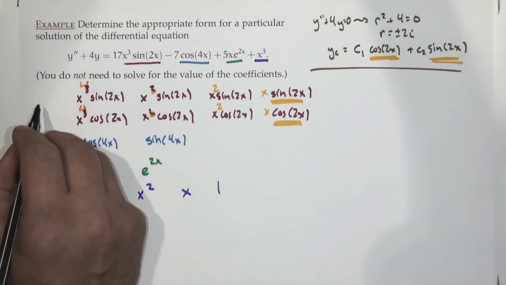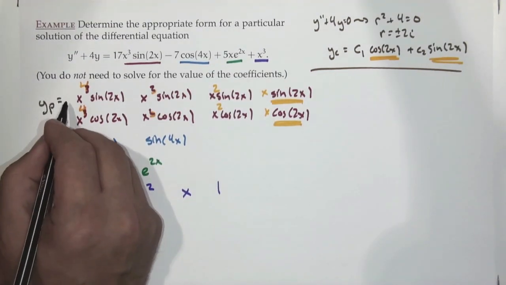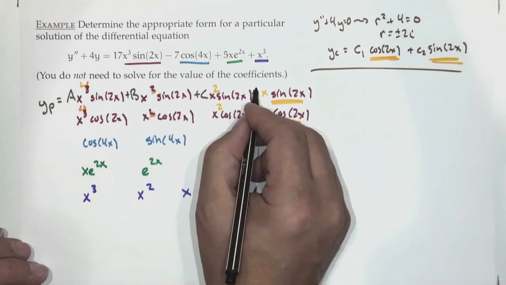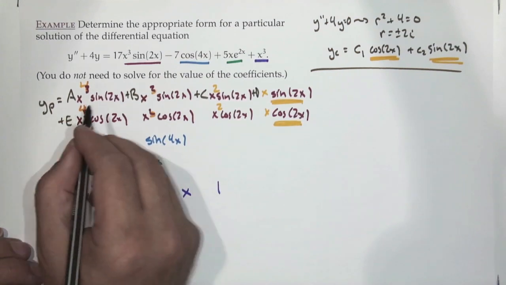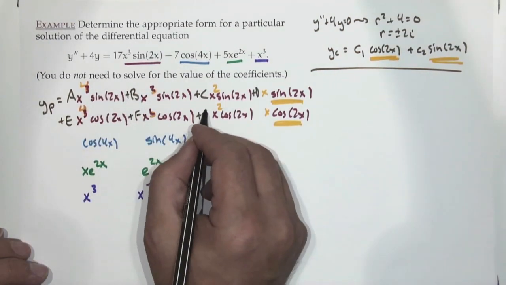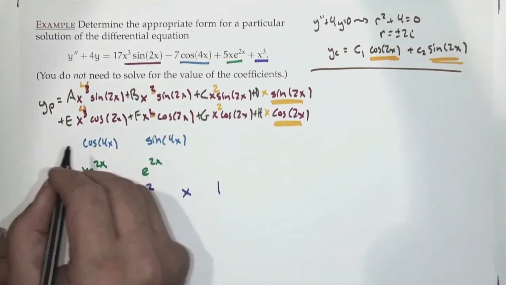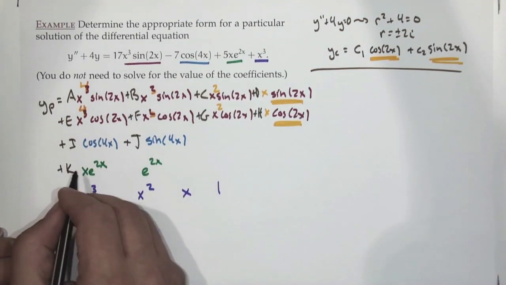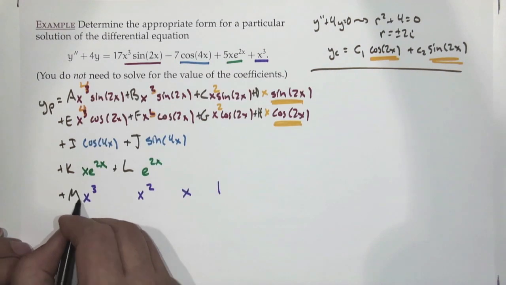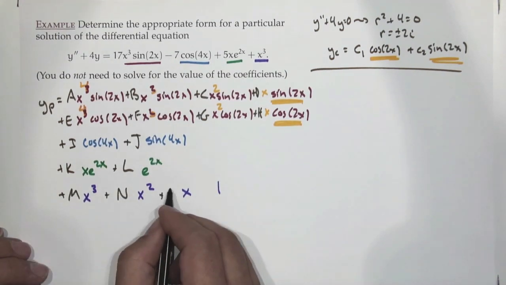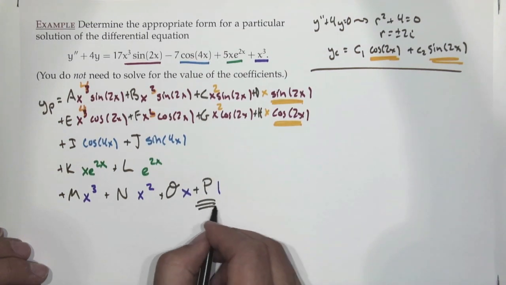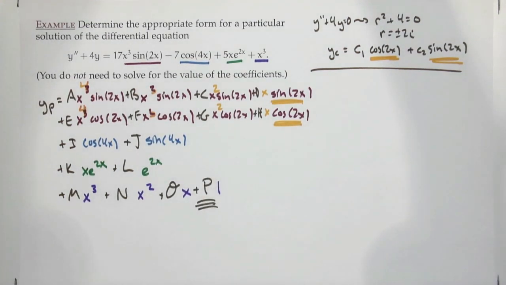So our particular solution looks like A plus B plus C plus D plus E, F. I feel like today's class is brought to you by the letter, well, let's find out. J, K, L, M, N, fancy O so it's not 0, the letter P. So I think that's 16 different coefficients?